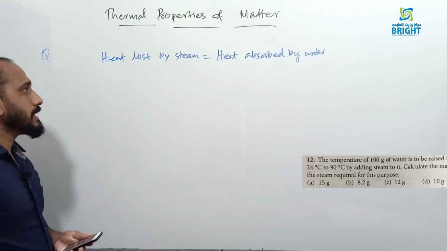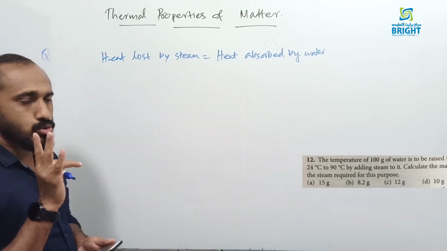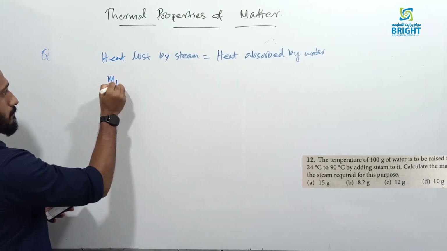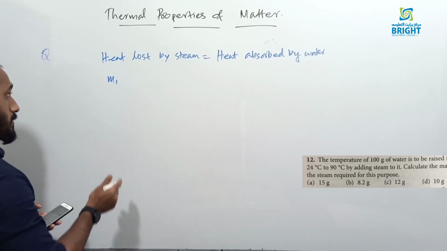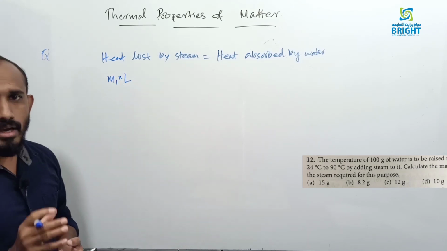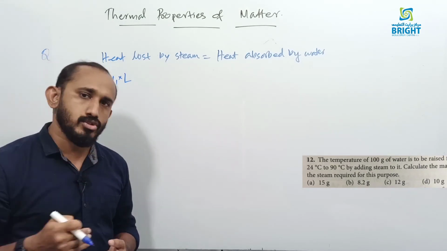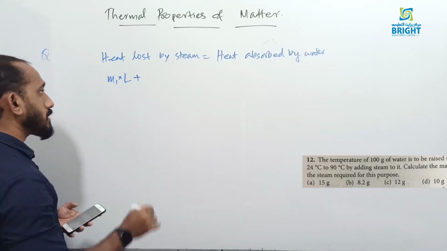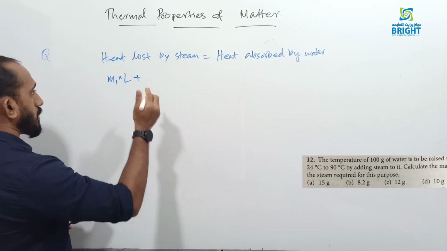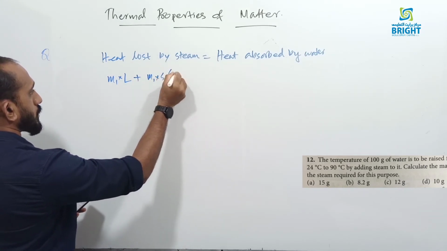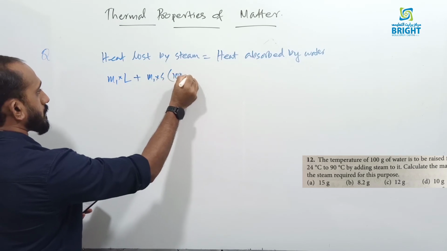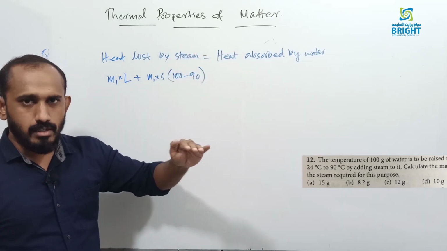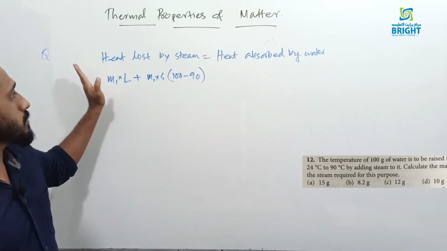That is the concept you have to use. So heat lost by steam means there will be 2 heats, we can say. One, latent heat of steam to convert it to water. Suppose M1 is the mass of steam. M1 into L will be the amount of heat lost by steam during conversion to water. Then that water will be at 100 degrees Celsius. Then the heat lost by that water will be M1 into S into change in temperature, that will be 100 minus 90, because steam converted to hot water, then the hot water goes from 100 to 90. That much will be the heat lost by steam.